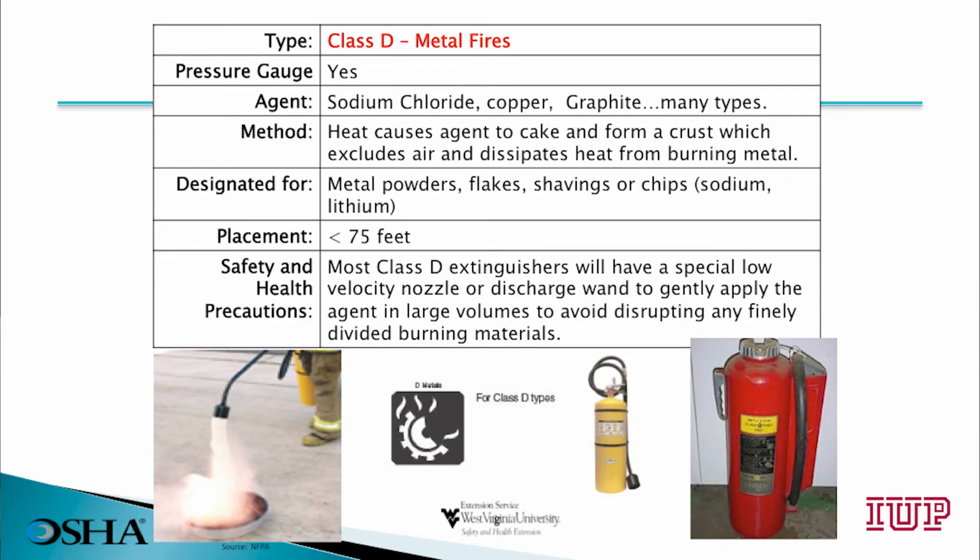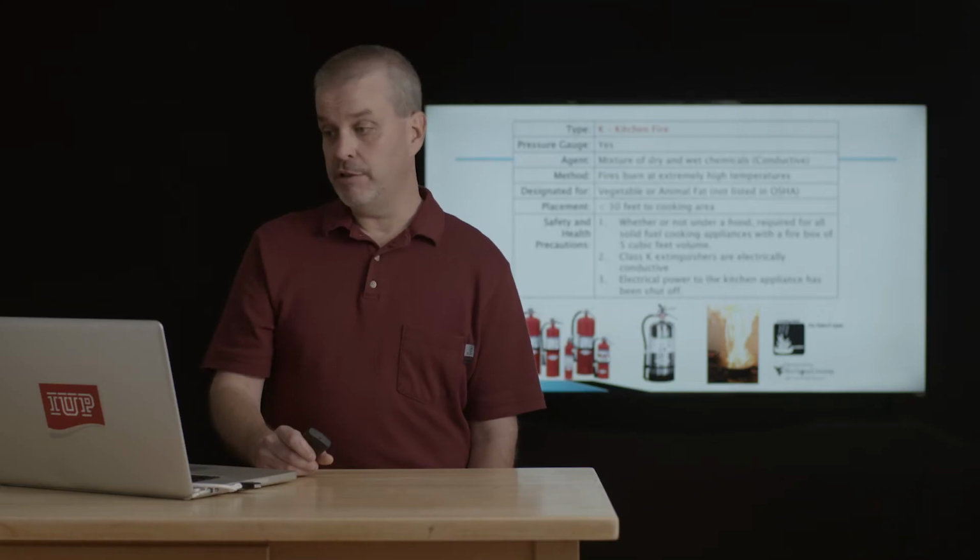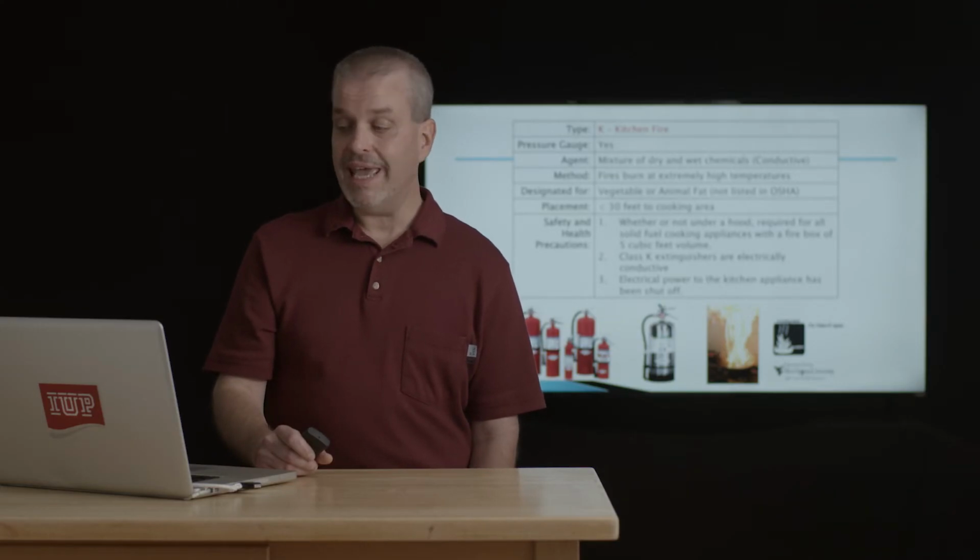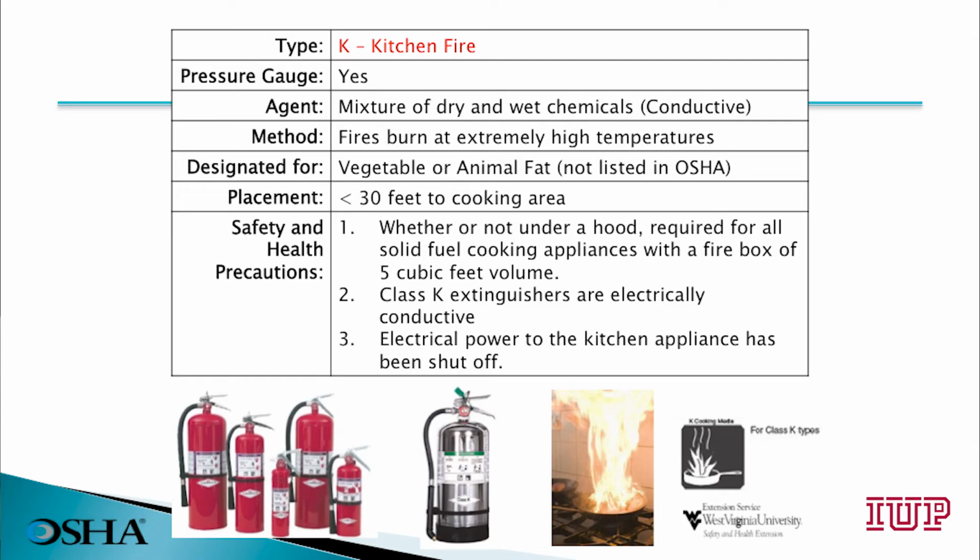Metal fires may be a hazard in your workplace, and you may have a Class D fire extinguisher. The agent used is sodium chloride, copper, or graphite, and the method it uses to fight a fire is to form a crust that excludes air and dissipates heat from the burning metals. For a kitchen fire situation, you will have a Type K fire extinguisher, which is a mixture of dry and wet chemicals used to extinguish fires in a kitchen situation.